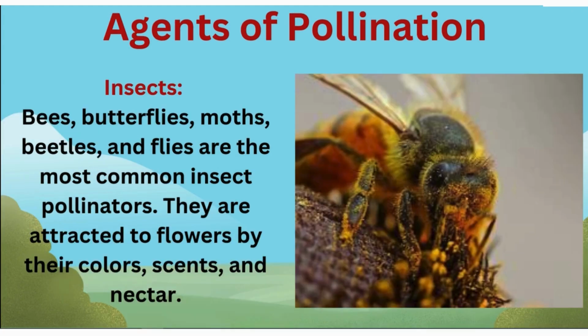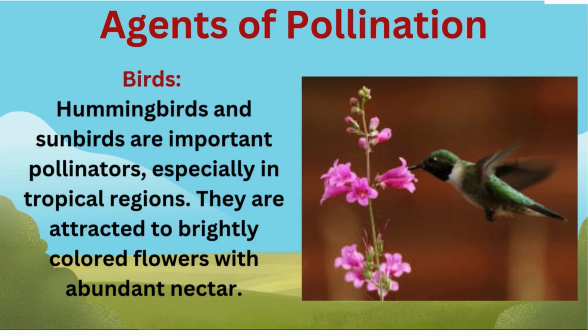The first agent is insects. Insects including bees, butterflies, moths, beetles and flies are the most common insect pollinators. They are attracted to flowers by their colors, scents and nectar. The second agent of pollination is birds, in which hummingbirds and sunbirds are important pollinators, especially in tropical regions. They are attracted to brightly colored flowers with abundant nectar.